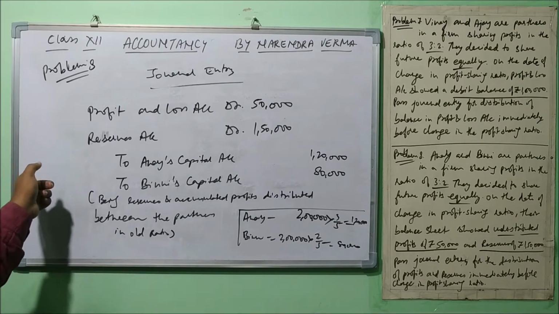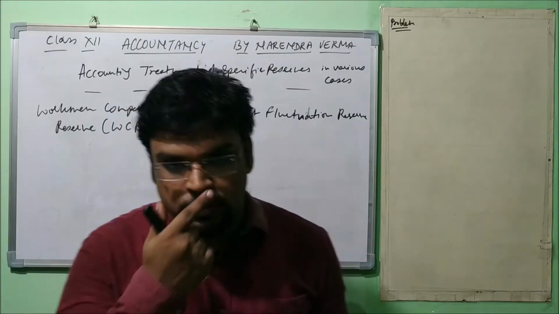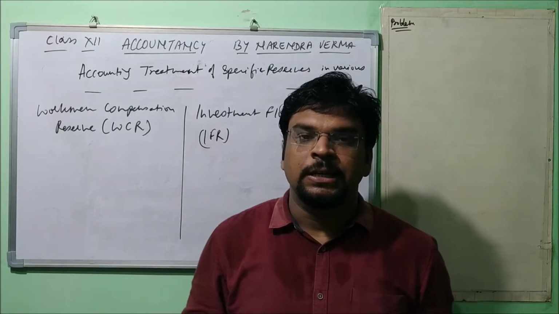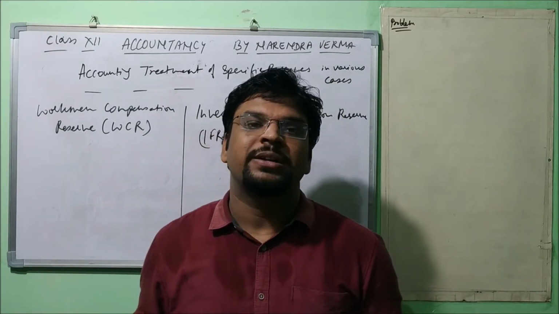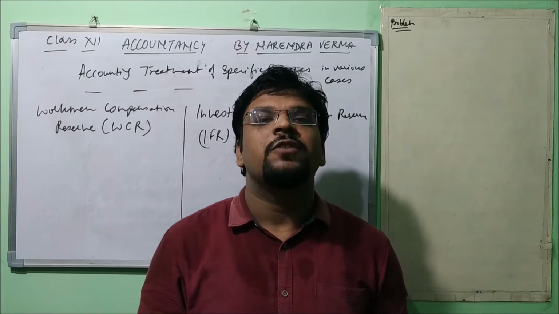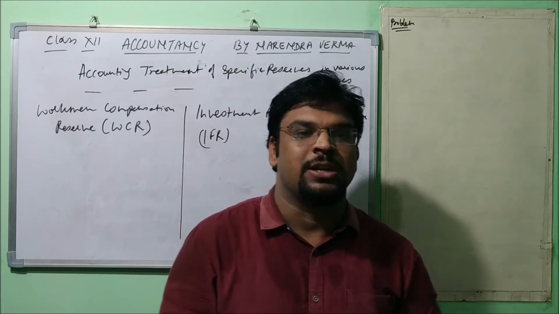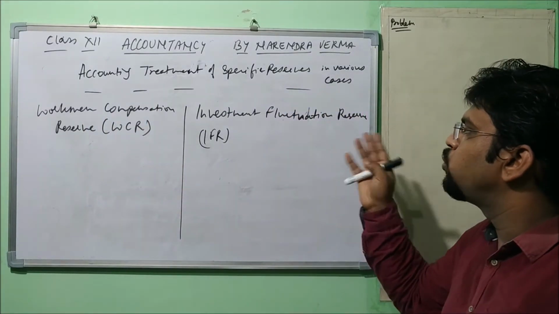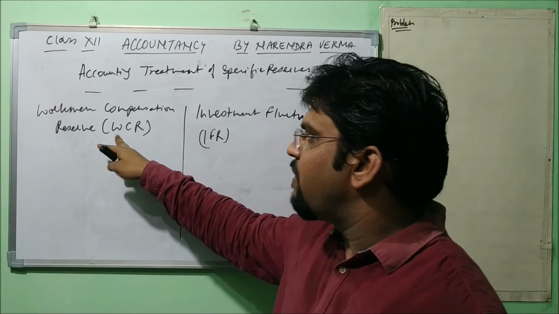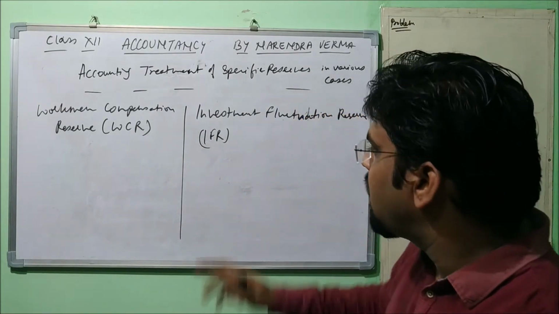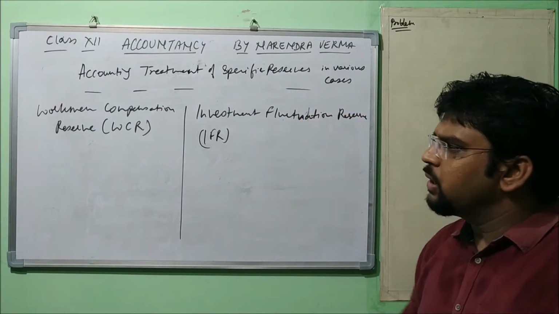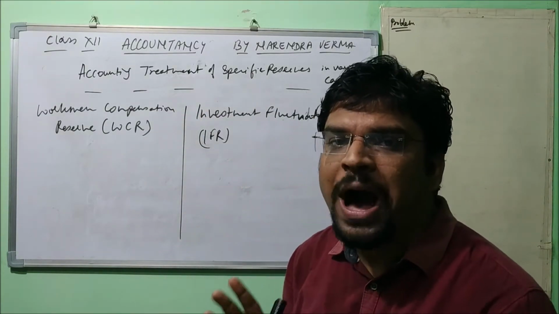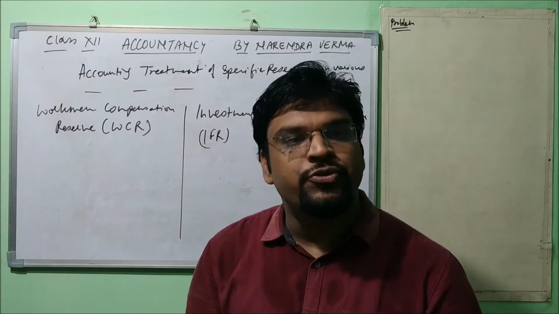Now let's move on to the specific reserves. Accounting treatment of specific reserves in various cases. Generally, in the problems related to partnership in your syllabus, there are two kinds of specific reserves. One, Workmen Compensation Reserve, another Investment Fluctuation Reserve. In short, we abbreviate them as WCR and IFR. For the Workmen Compensation Reserve, we need to first understand the meaning, why it is made. Only then we can understand the treatment.